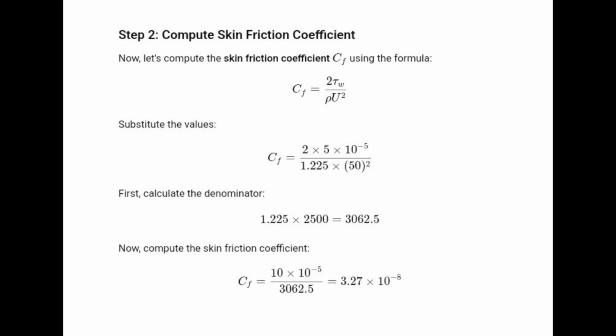So now we will compute the skin friction coefficient. 2 times 5 times 10 raised to negative 5 is 10 times 10 raised to negative 5, over our denominator, which is 3062.5. So we will have the answer 3.27 times 10 raised to negative 8.